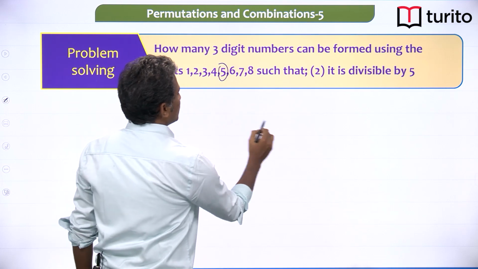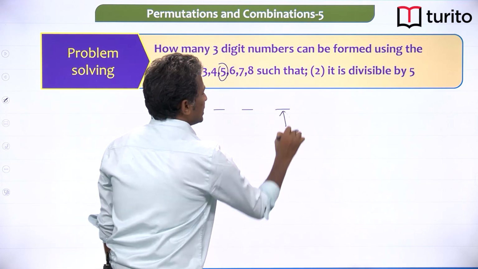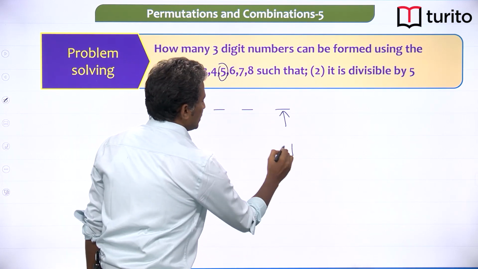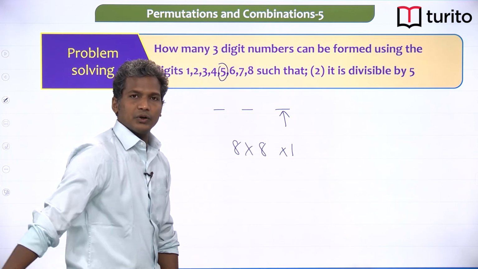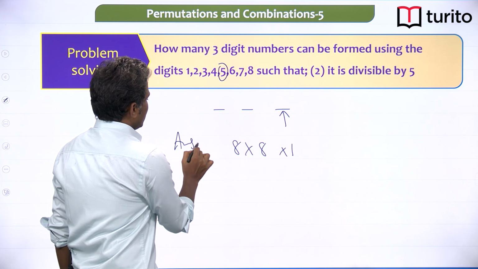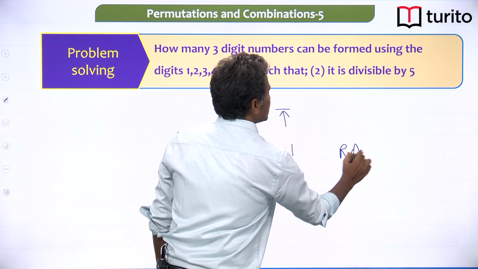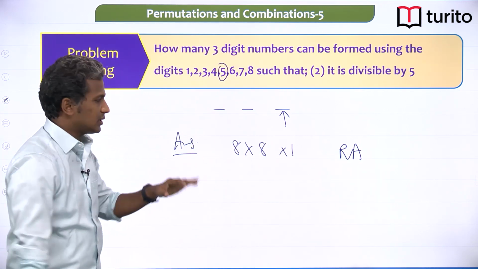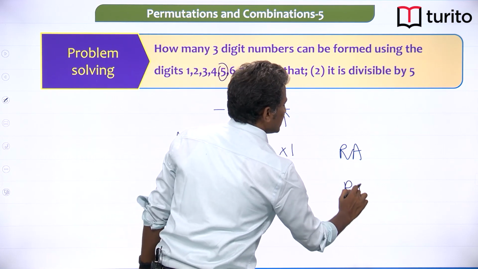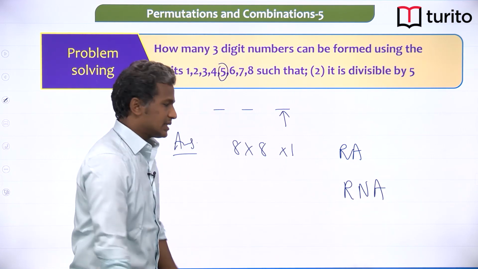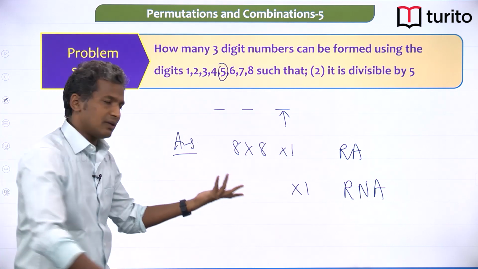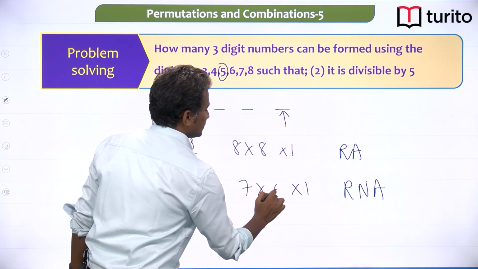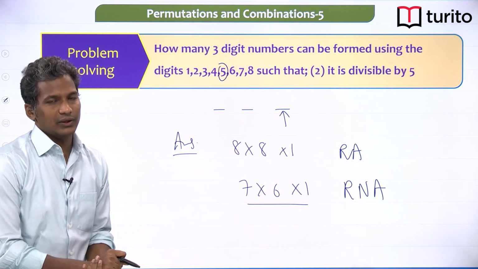So, for this location there is only one way, and for the remaining it is 8 into 8. This is your answer, and this is the case where repetition is allowed. Now, let us explore the other case also. If repetition is not allowed, then still the last location has only one way, but the others now will have 7 into 6 ways. So, this way you can calculate the numbers.